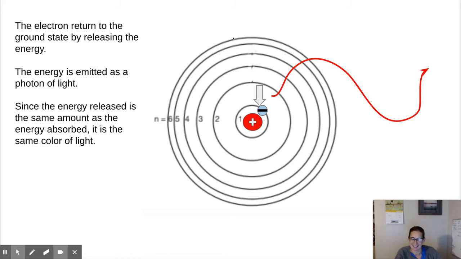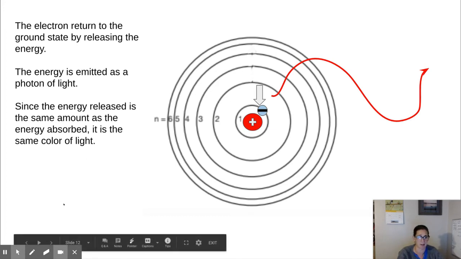Cool. So the electron returns to the ground state by releasing the energy. Energy is emitted as a photon of light. The reason they were the same color is because the jump happened from the first level to the second. It took a certain amount of energy to get from the first to the second. Well, that's the exact same fall that the electron is making. So it would make sense that it would release the exact same amount of energy.